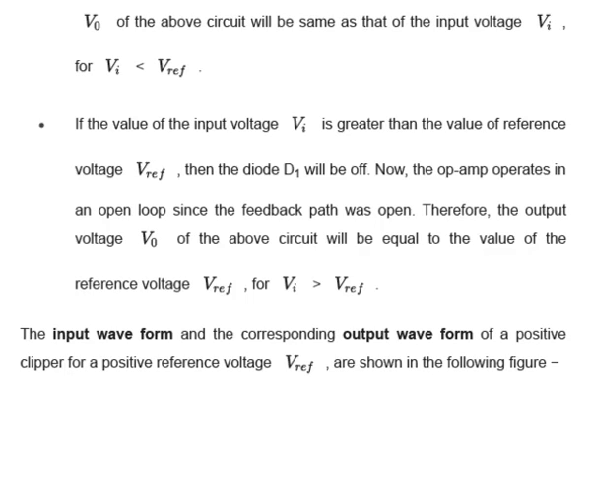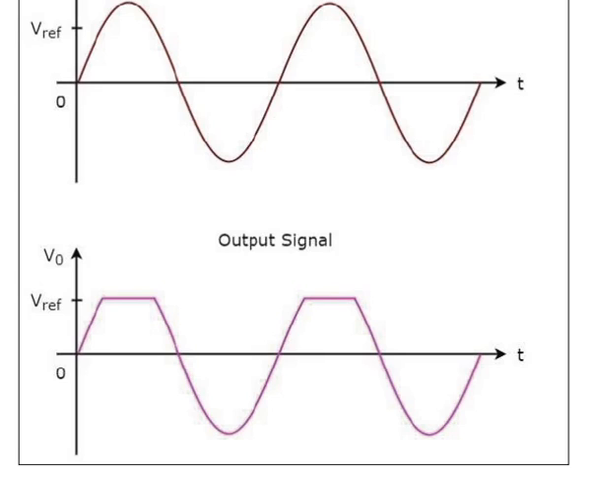The input waveform and the corresponding output waveform of a positive clipper for a positive reference voltage V reference are now shown. So this is the input and output voltage signal diagram for the positive clipping circuit. You can see the positive part of the input signal is clipped here, and here also.